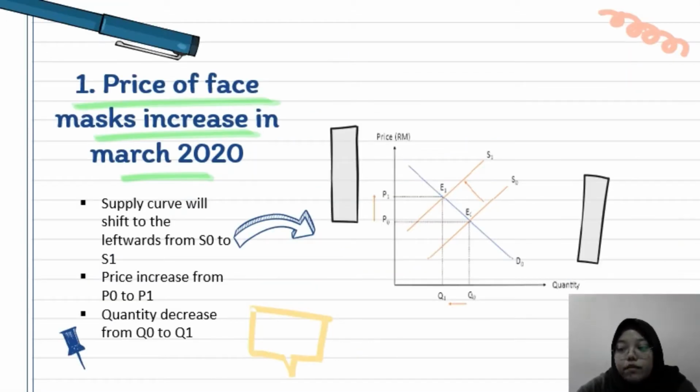During the pandemic COVID-19, many people want to buy face masks to protect themselves from the disease. Due to the high demand for face masks, many pharmacies and shops that sell face masks are always out of stock. This causes the supply of face masks in March 2020 to decrease. Thus, the supply will shift leftward from S0 to S1, causing the price to increase from P0 to P1, and the quantity will also decrease from Q0 to Q1, and the new equilibrium will change from E0 to E1.